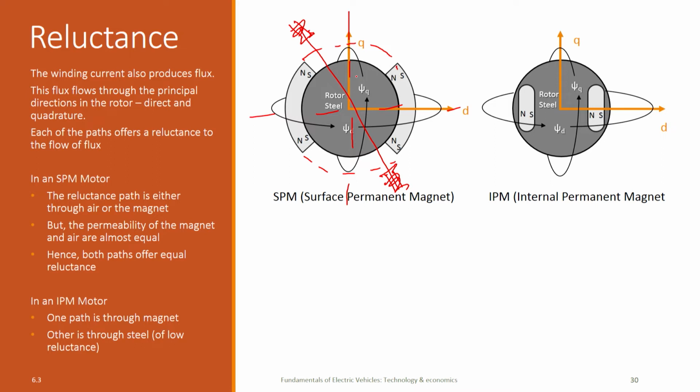But it so happens that the reluctance offered by a magnet, the permeability of a magnet is almost the same as the permeability of air. So, there is actually no difference in the reluctance between the two paths. Is this clear what I am saying? You are able to visualize the geometry, because this is going to be very different when we look at the IPM, internal permanent magnet. Here you will see that this is one path and this is another path. In the q direction, the reluctance comes from the steel diameter entirely.